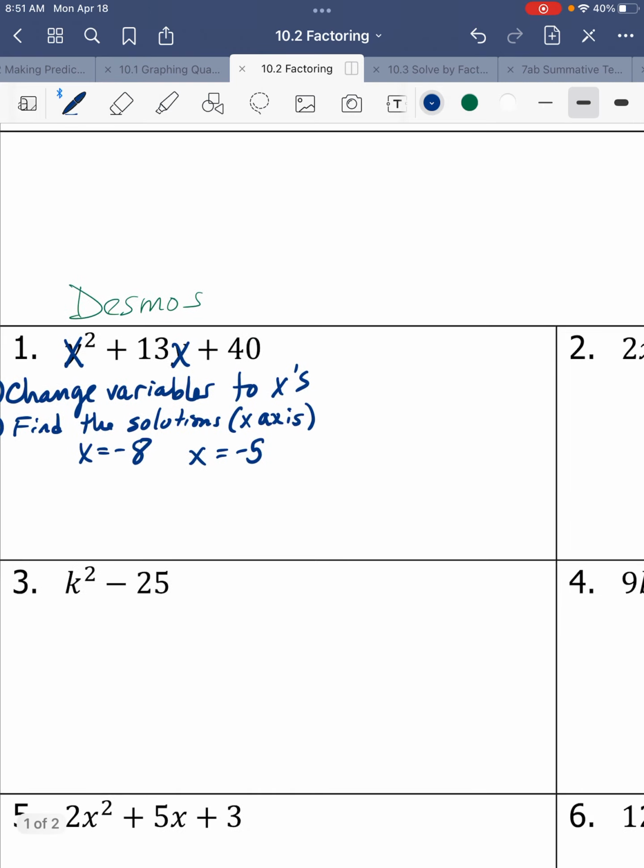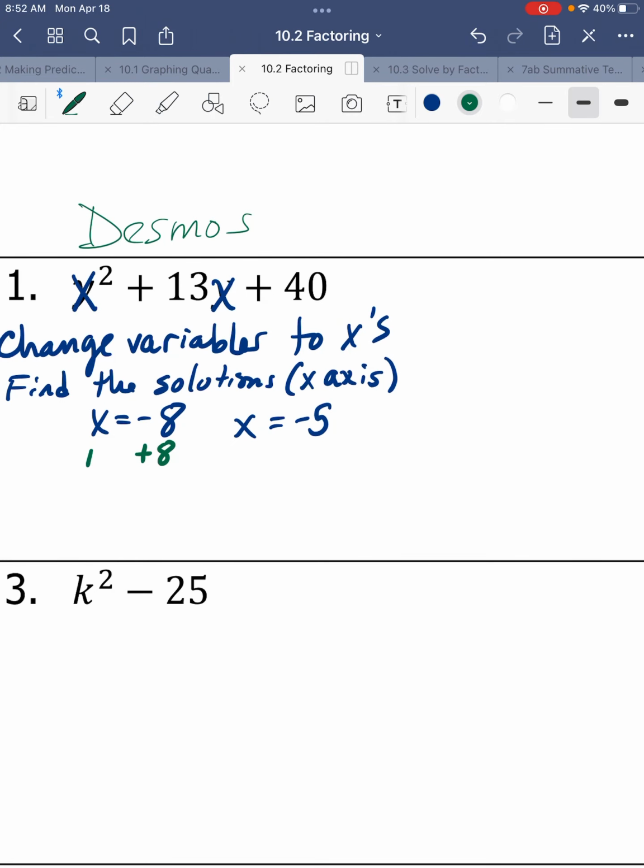Now, we're going to work from those solutions backwards. We have to make each one of these solutions equal to 0. Like this first one, x is equal to negative 8. We need to make that equal 0. So what we need to do is the opposite operation. We see a negative 8, so I'm going to add 8. What you do to one side of the equation, you do to the other. So x plus 8 is going to equal 0.